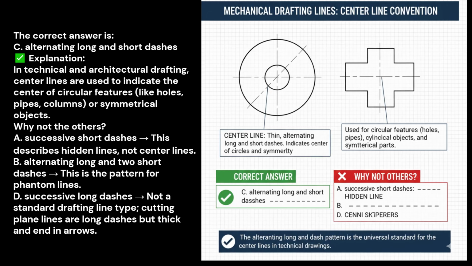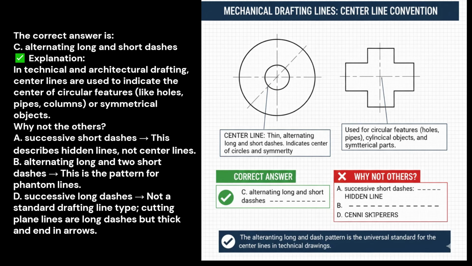Alternating long and short dashes. Explanation. In technical and architectural drafting, center lines are used to indicate the center of circular features, like holes, pipes, columns, or symmetrical objects. According to standard drafting conventions, ANSI, ISO, and common CAD practices, center lines are drawn as thin lines composed of an alternating pattern of long and short dashes. The pattern typically starts and ends with a long dash, and the short dashes are about 1/3 to 1/2 the length of the long dashes.